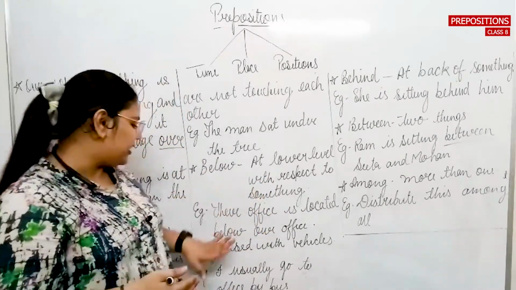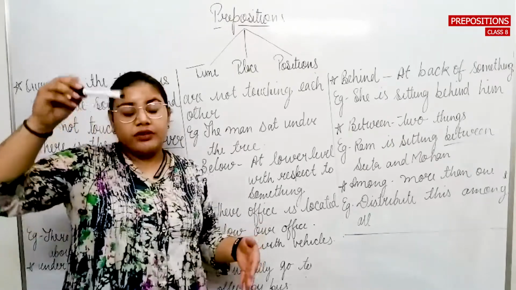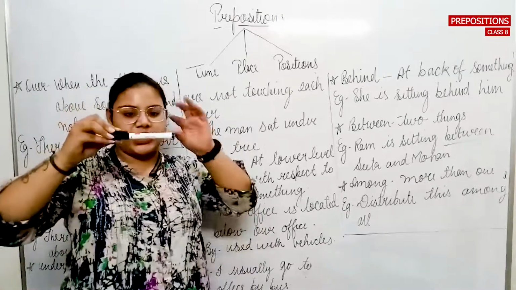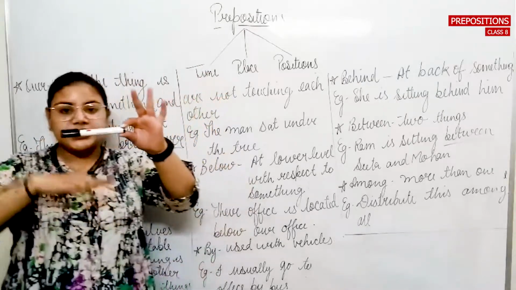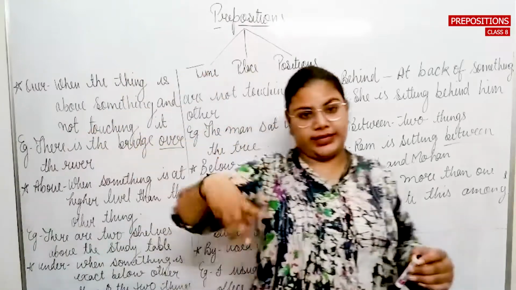So here the example is, their office is located below our office. In this sentence we are talking about one level, which is their office, one office is here, and the other office is below this office. So we are talking about two things.